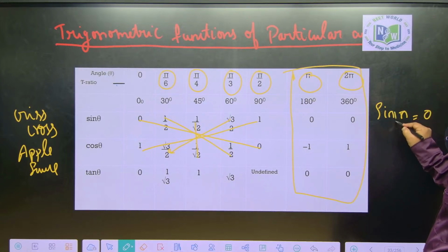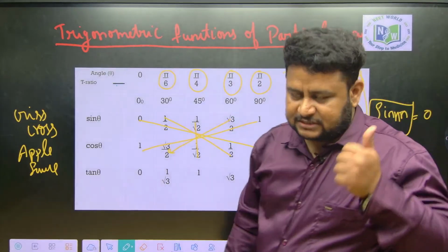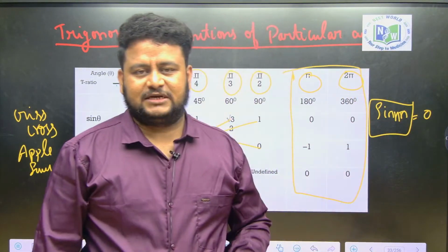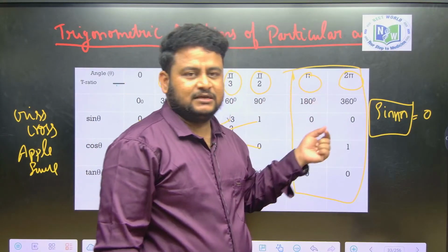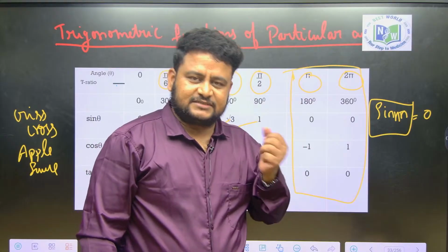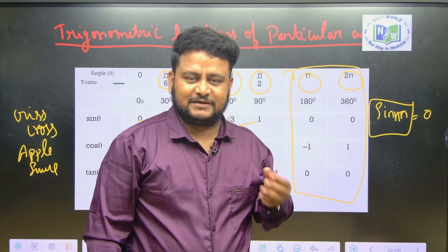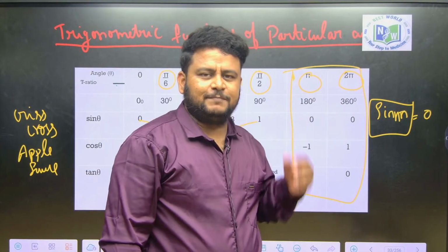Any multiple of pi I can write as n pi. Sin of n pi is 0, where n is an integer. Sin of 1 pi, that is sin pi, sin of 2 pi, which is 360 degree, sin of 3 pi, sin of 4 pi, 5 pi, 6 pi, 7 pi. Sin of any multiple of pi, the value will be equal to 0.